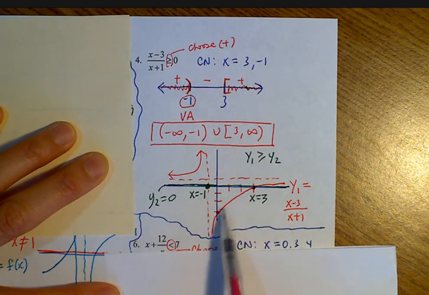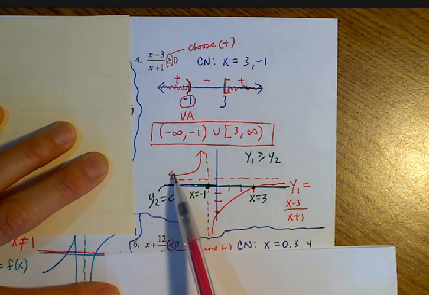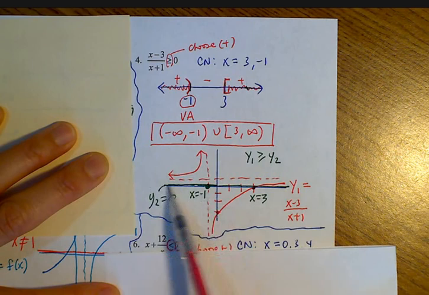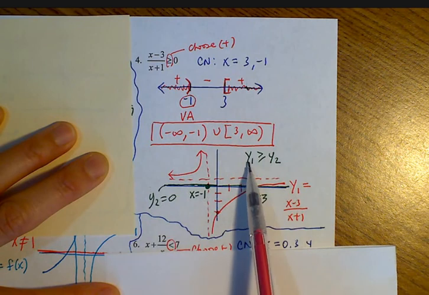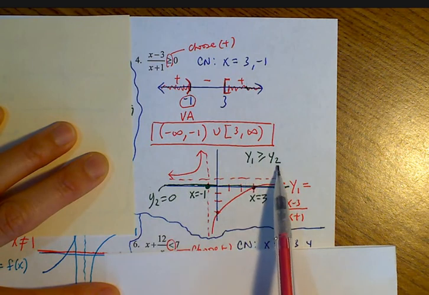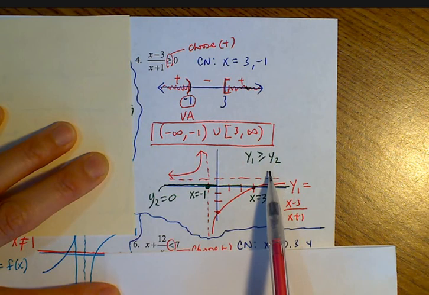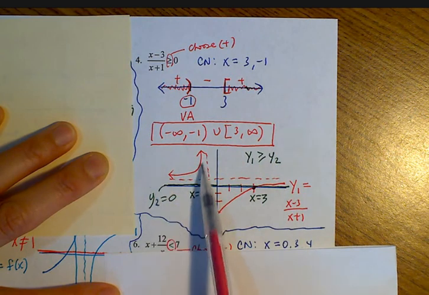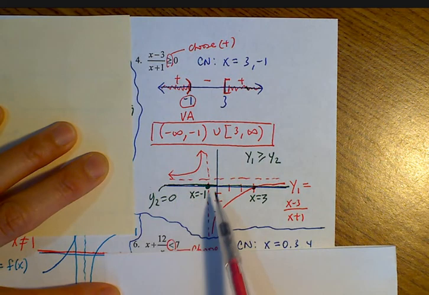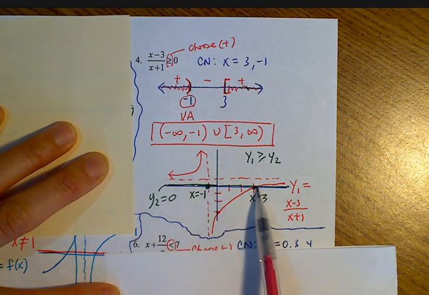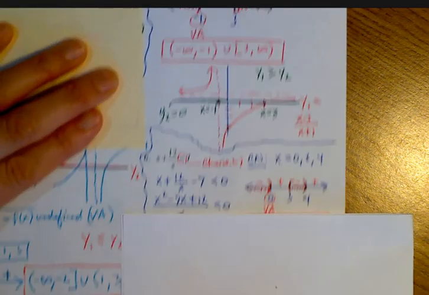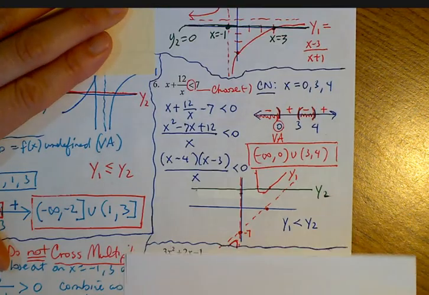And I've also shown this graphically. The red graph is the rational function, and then 0 is the green function. So you want to know where y1 is greater than or equal to y2. And so it would be in the region of negative infinity to negative 1. This would be a true statement. It's a false statement in this region, and then it's a true statement here. Okay, so next one is problem number 6.